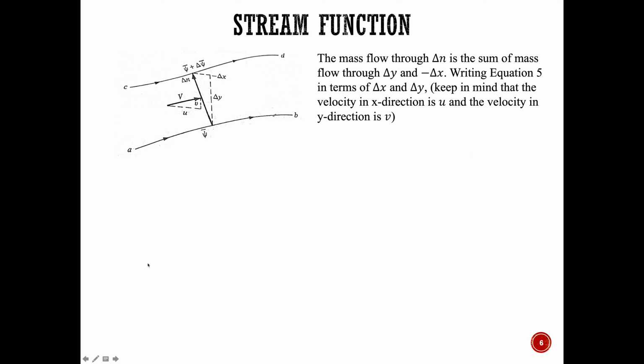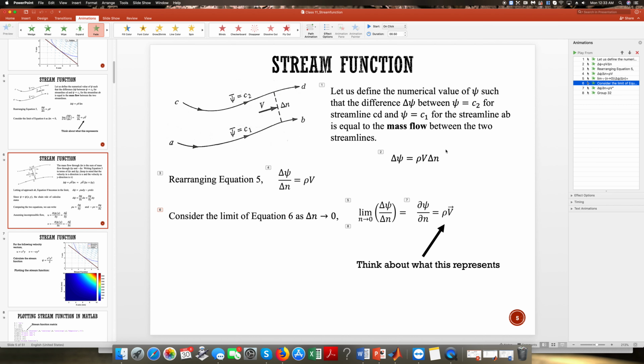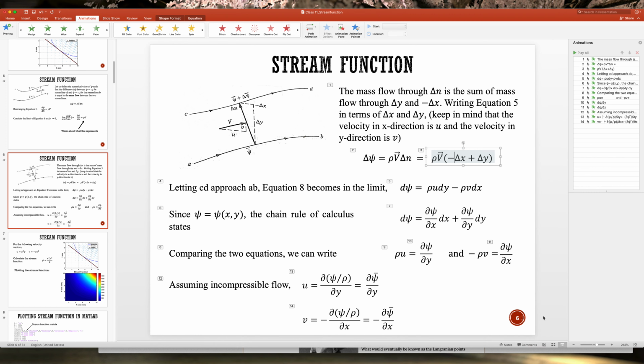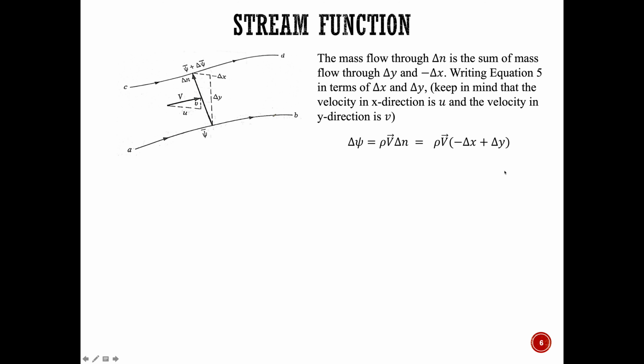Since the x direction is towards the left, we consider that as a negative x, right? So, all right. Now we can represent this rho v delta n as rho v delta x plus delta y. Make sure to add a negative sign in here. So let me go ahead and actually do that. So there you go. So that's negative delta x. The reason is because again, up is positive, and then towards the left, or opposite velocity, is negative right there.